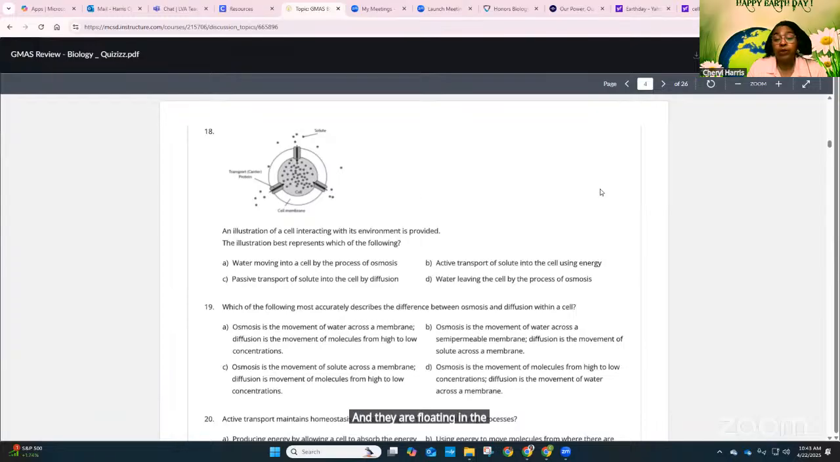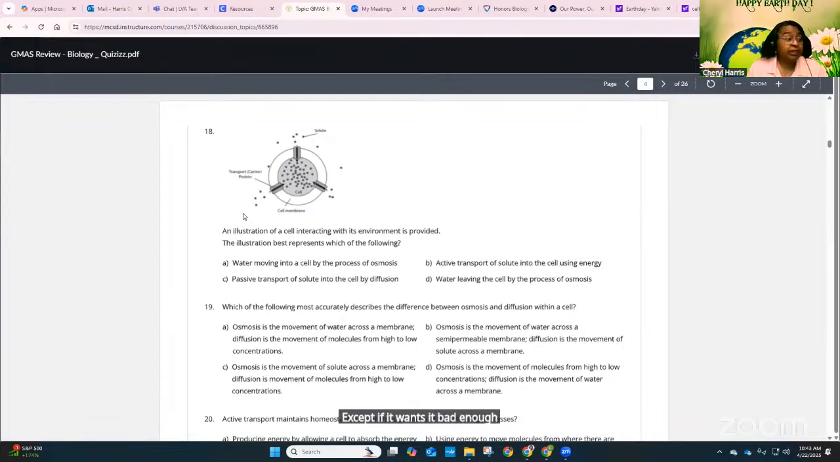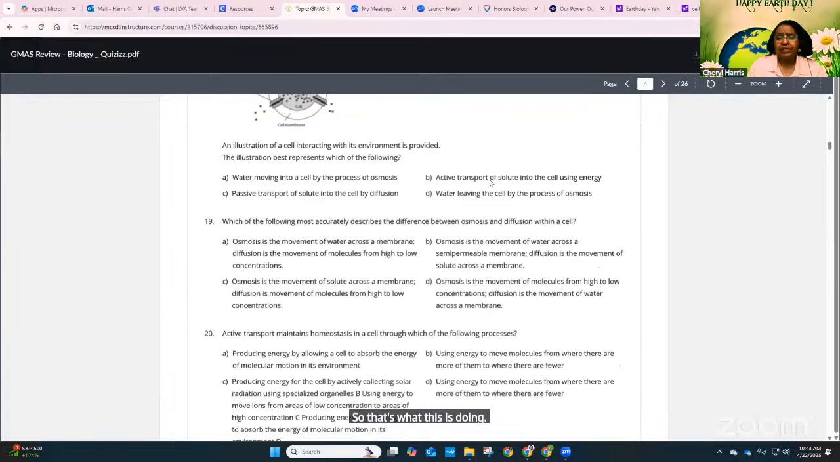The solute is supposed to move from an area of high concentration to an area of low concentration, except if it wants it bad enough, it will make the effort to bring it inside. So that's what this is doing. And so that is active transport, and it requires energy.